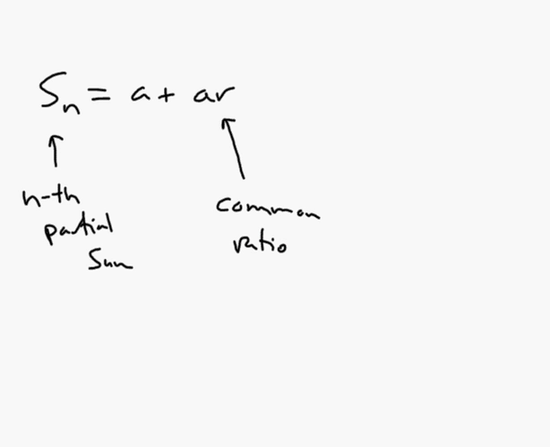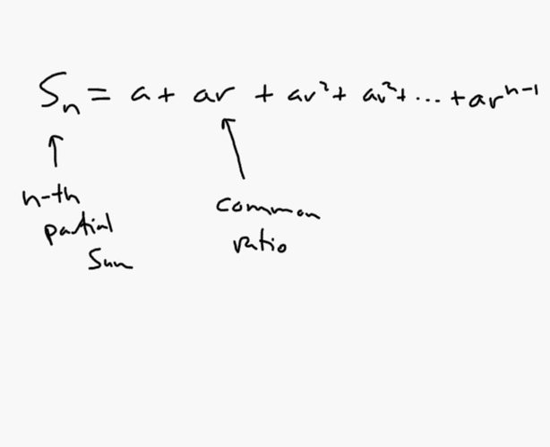Okay? Common ratio because if you take any two terms and divide them, that's what you're going to get, right? So let me show you what I mean by that. This is ar squared plus ar cubed plus all the way up to get to the nth term, you'd have ar to the n minus 1.